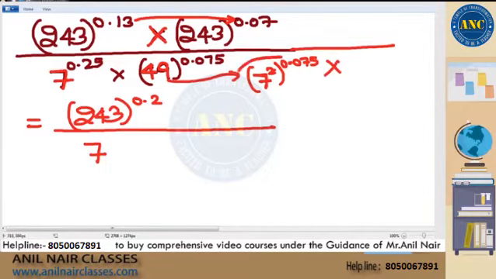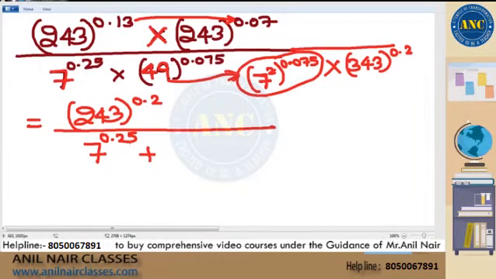So another term which is given is 343 to the power of 0.2, right? So that means first term is 7 power 0.25. This is 7 square to the power of 0.075, which is 7 power 0.15. And this is 7 cube to the power of 0.2. It is 7 power 0.6.